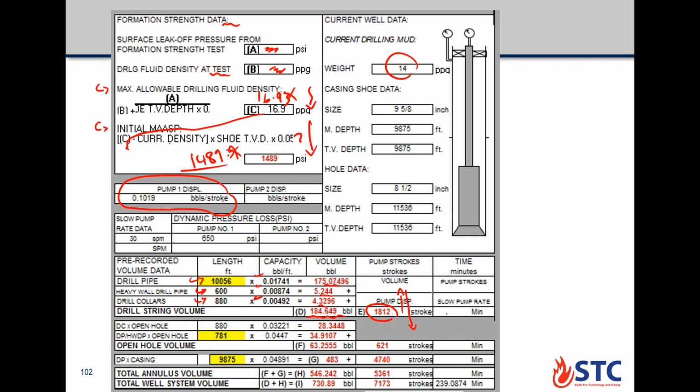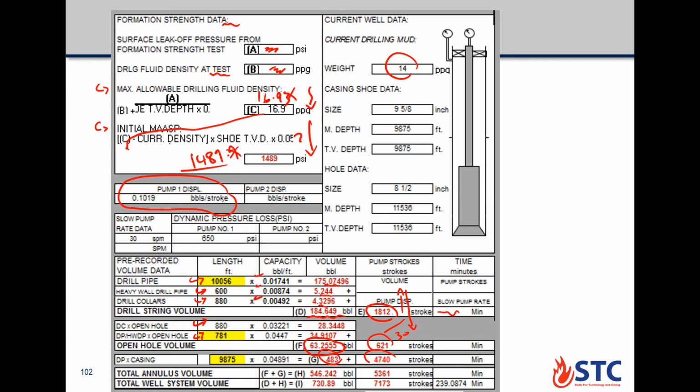If you need to calculate the time, you can take this volume and divide over the pump rate and record the time here. For the annulus, we have open hole volume, so drill collar with the open hole, heavy wall drill pipe, and the drill pipe section with the open hole. Then calculating the volume in barrels. For the casing section, same thing: take the TVD shoe times the capacity. So now we have the volume in barrels. If you need to convert into strokes, it's okay.